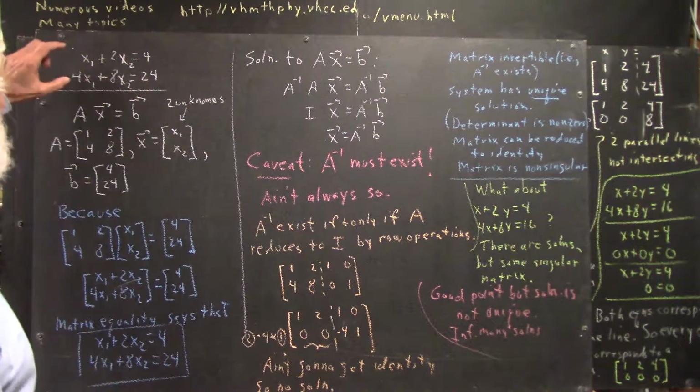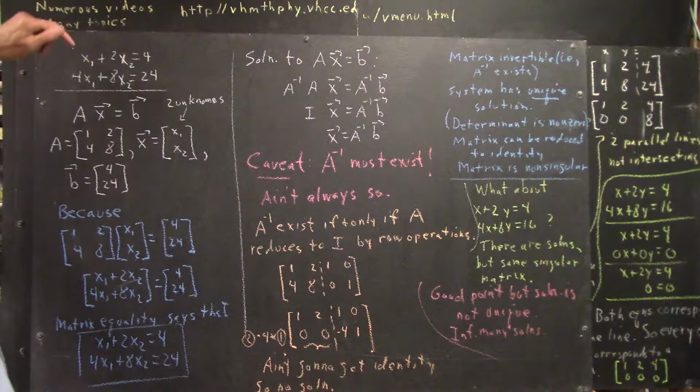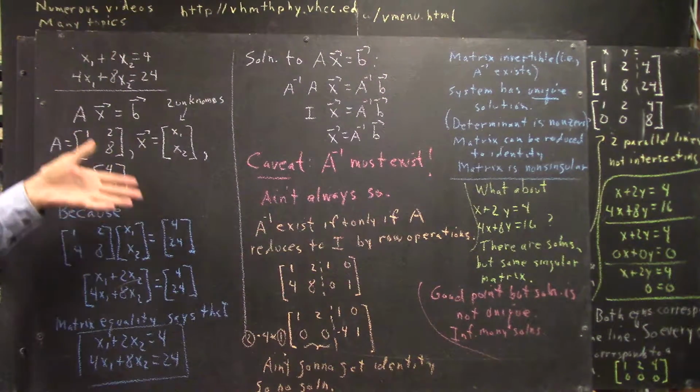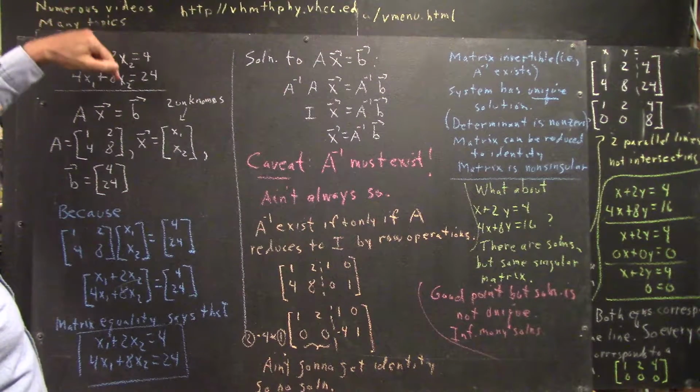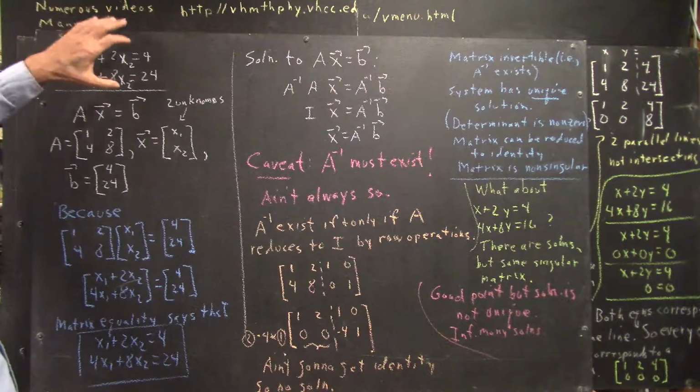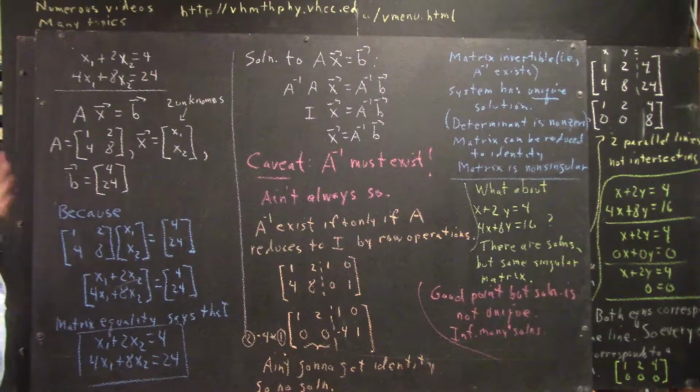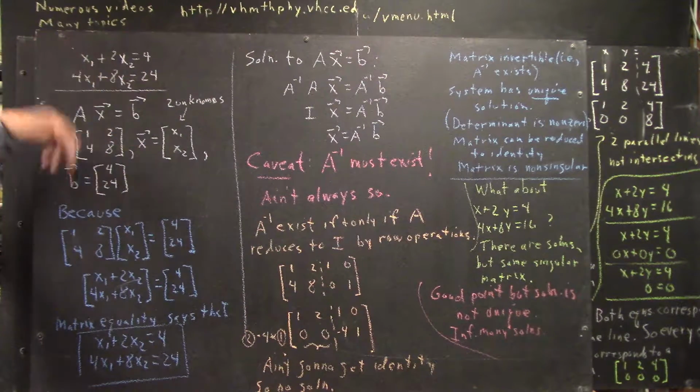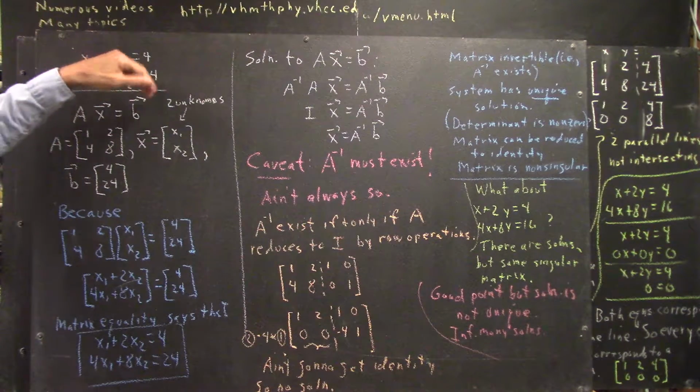There's another way to look at this system. It was x1 plus 2y equals 4, 4x1 plus 8y equals 24. For the notation we're going to use here, I changed y to x2. So instead of using y, I'm using x2. The equation translates to the matrix equation AX equals B.